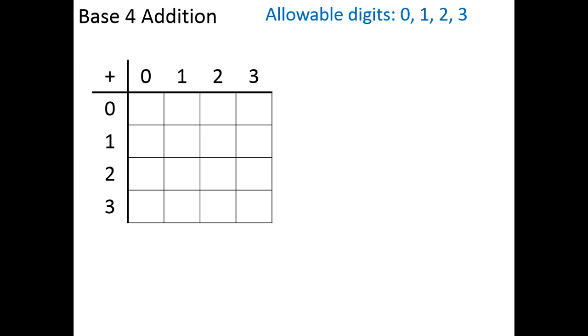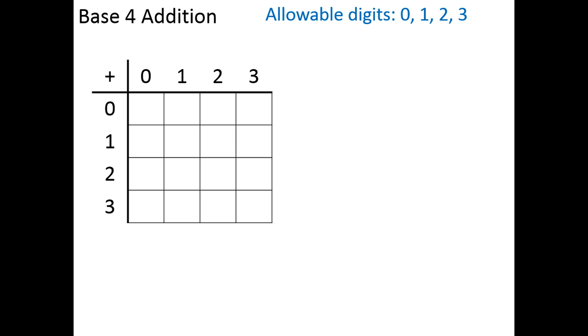So we're used to base 10. We're really comfortable with it because we've been doing it for many, many years. Let's see what base 4 addition is like. Now remember that in base 4, there's only 4 allowable digits: 0, 1, 2, and 3. So if we wanted to make a base 4 addition table, it would look like this.